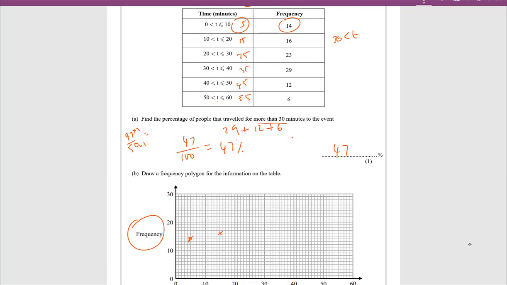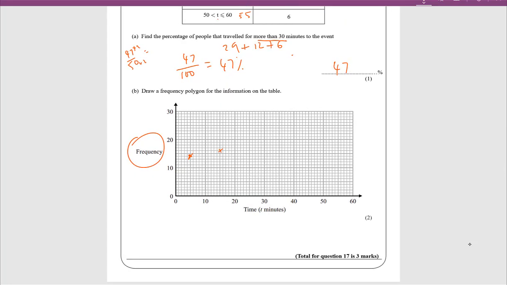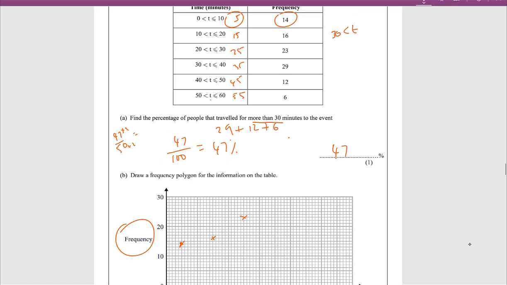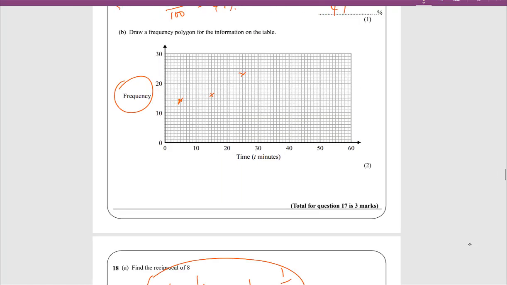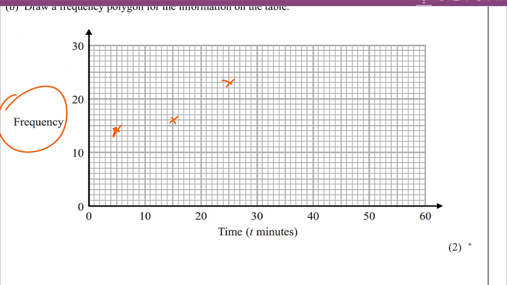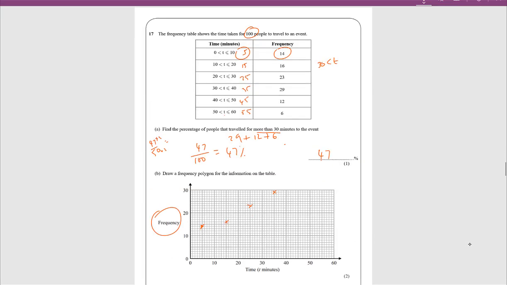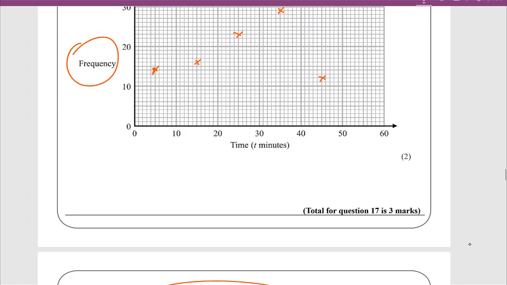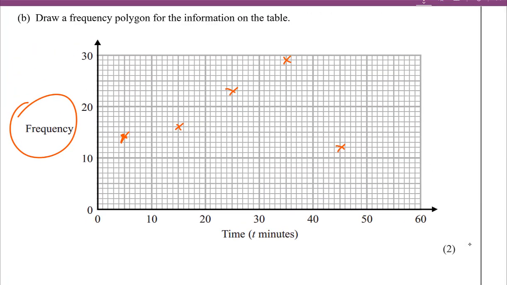You won't be able to zoom in on your exam paper, so you might need to look closely. And then we have 25 is 23, so 1, 2, 3. Double check if they're open ones or not. And then we have 30 and 40 is 35, 29. So we have 35 and 29. So that gives us just below 30. And next one is 45 and 12. So we have 45 and 12 here. And then finally 55 and 6. So 55 midway and 6.